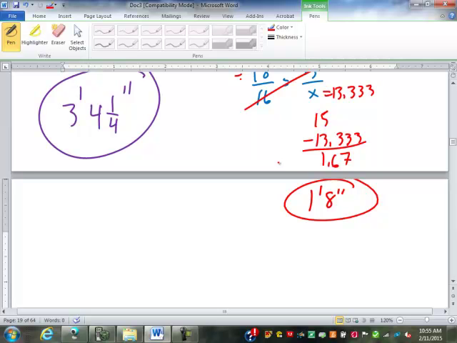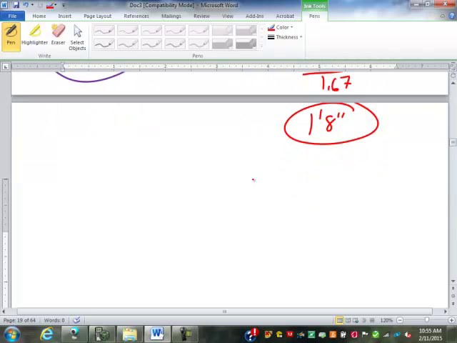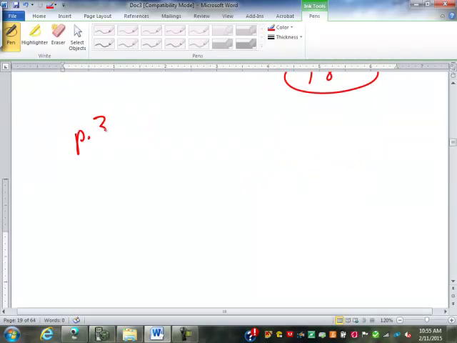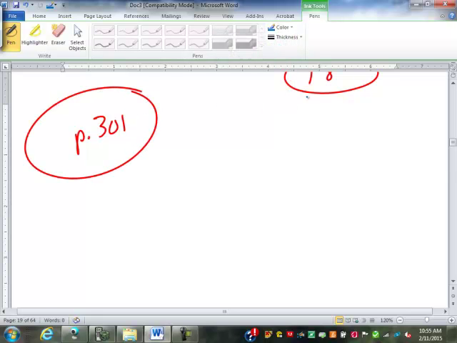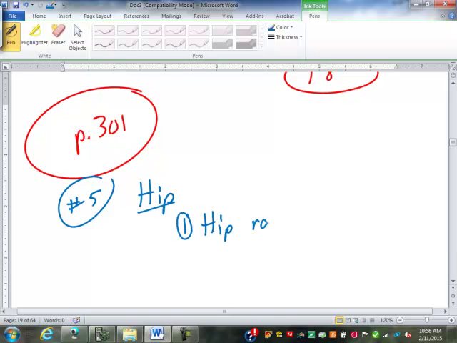So what I want you to do on page 301, problem number 5. Last page. We're done with this packet after today. On number 5, I want you to do the hip end of that house. I want you to find the hip rafter length. There's that hip corner.